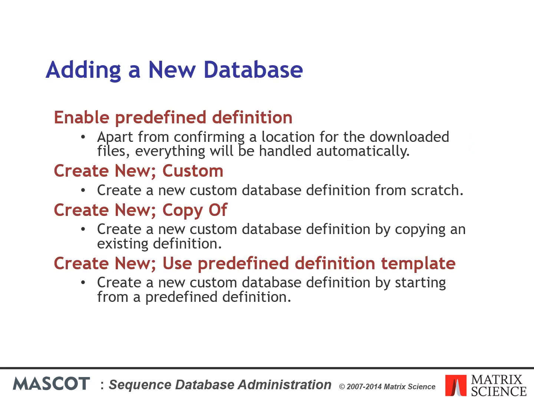You can add new databases in 4 different ways. Firstly, you can enable a predefined definition. Apart from confirming a location for the downloaded files, everything will be handled automatically. Only one instance of each predefined definition can be enabled at any one time, as database names must be unique. If you want something similar to a predefined database, but with configuration changes, choose the final option, Use Predefined Definition Template.